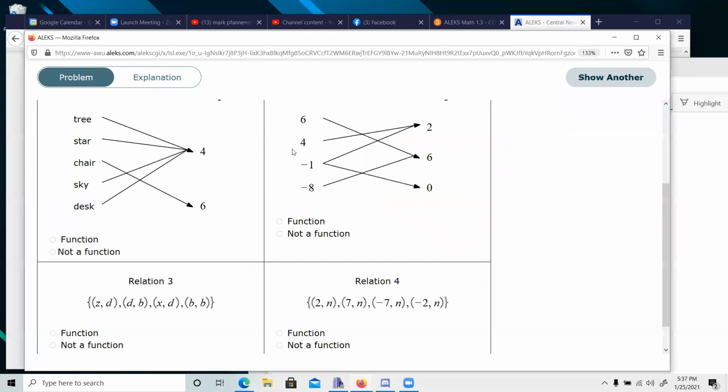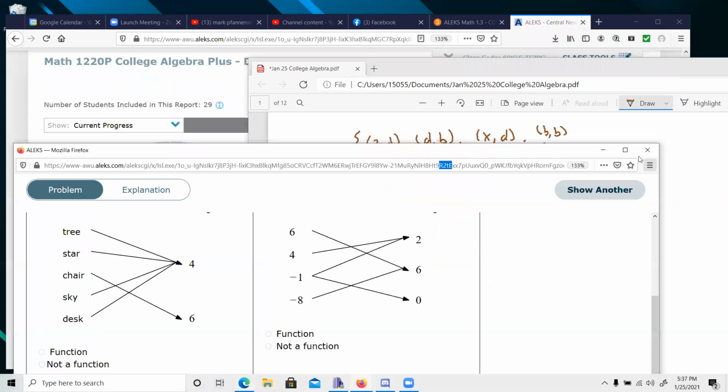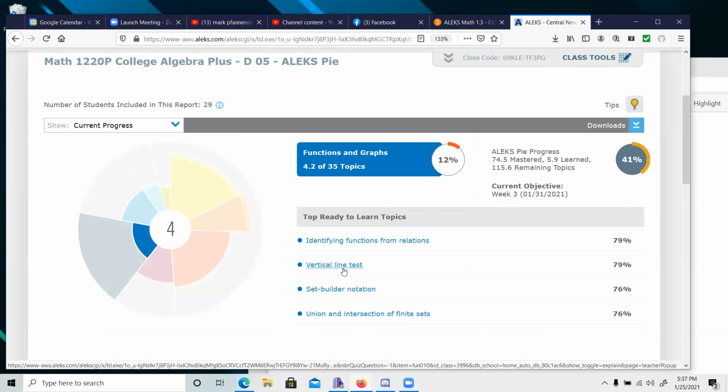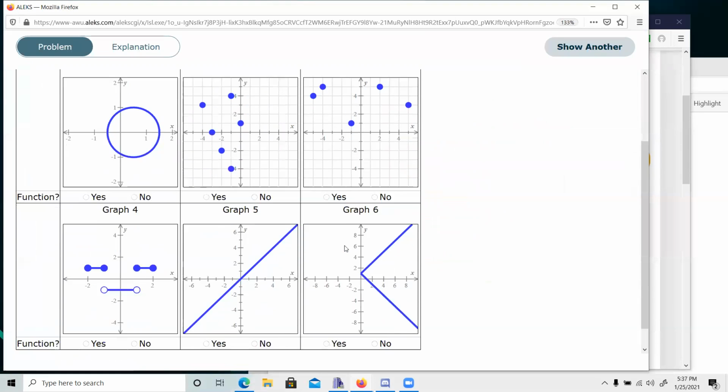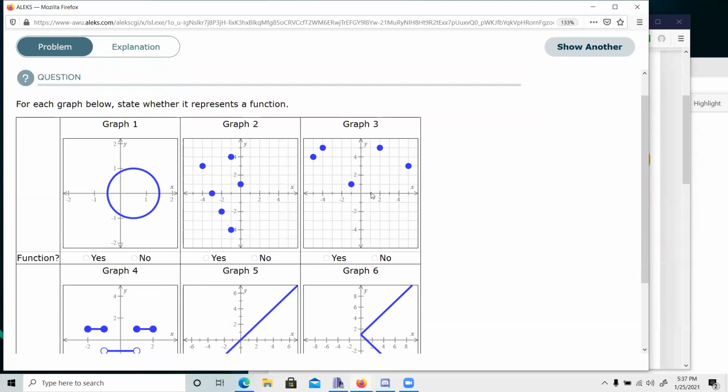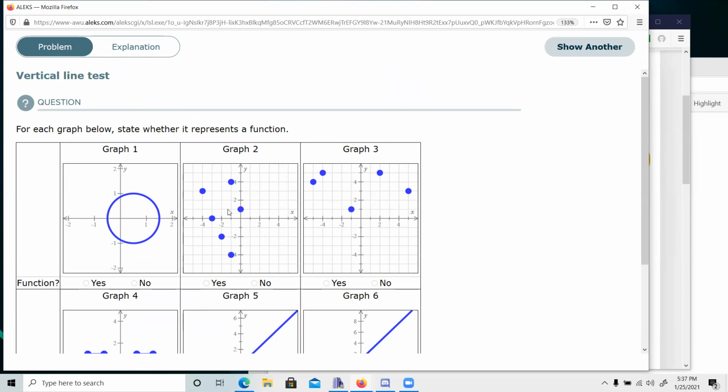Okay. So let's go on and talk about another option here. Come back over here. Vertical line test. This is the nicest thing, right? So it doesn't matter if it has a formula. Okay, it doesn't matter if it has a formula or not. Circles have formulas. Circles fail the vertical line test.